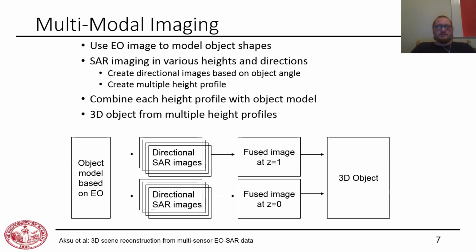The proposed multimodal imaging goes as follows. First, we use the electro-optical image to model object shapes. Then, we use SAR imaging at various heights and directions to create directional images based on object angle in multiple height profiles. Then we combine each of these height profiles with the given object model from the electro-optical image. Then we combine these multiple height profiles to create a 3D object.